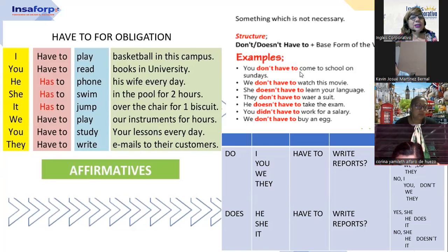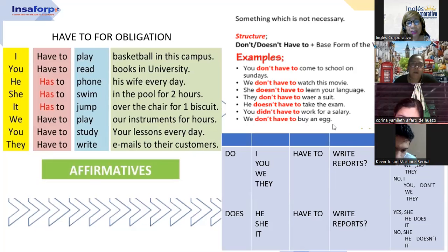Okay, if you use have to in negative, it's like you are saying that something is not necessary. For example, if you say you don't have to come to school on Sundays, you say that it's not necessary to come to school on Sundays. No tienes que, right? So it's not necessary. So we have these examples: we don't have to watch this movie. She doesn't have to learn your language. They don't have to wear a suit. He doesn't have to take the exam. You didn't have to work for a salary. We don't have to buy an egg.